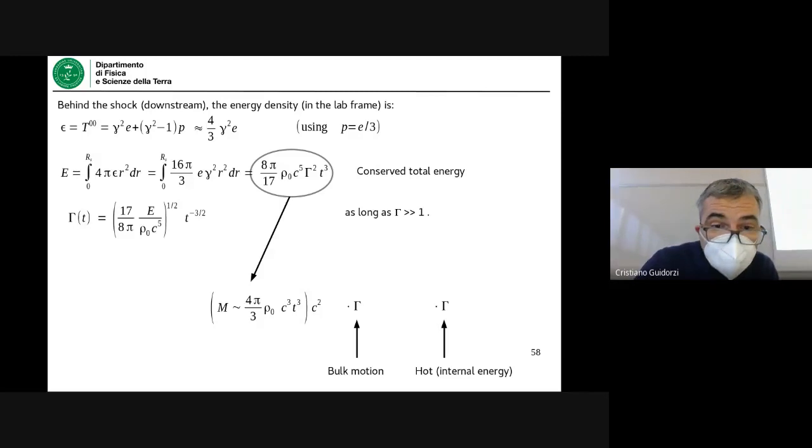Okay, the matter has been shocked. How much matter do I collect? How much matter has been swept up at time t? This matter is expanding with a Lorentz factor comparable with the shock Lorentz factor, so times gamma, and that's all the energy I have. No, you are forgetting that this is the total energy, not only kinetic. And you are forgetting another factor of gamma. This gamma tells you the matter is hot, is expanding ultra-relativistically, but it's also hot. That's it.